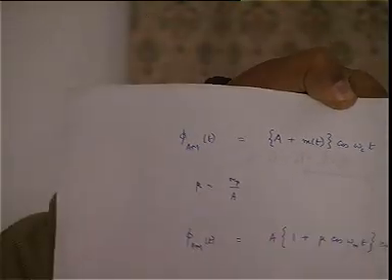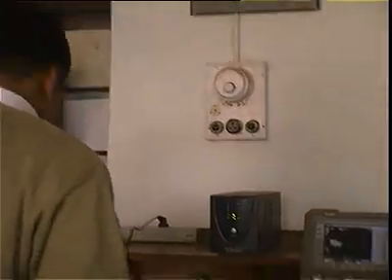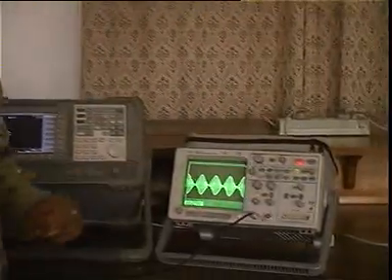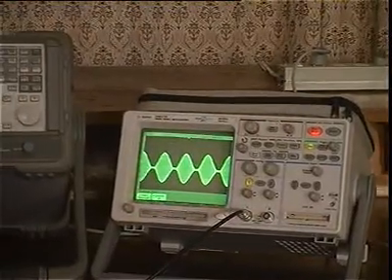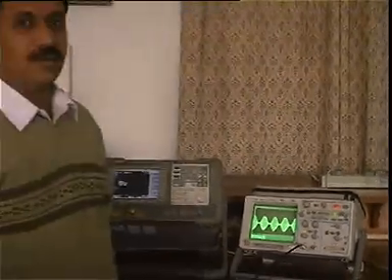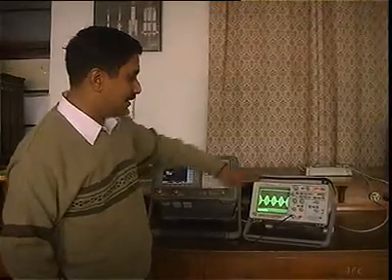Okay. So now let us see experimentally how I under-modulate the signal, over-modulate the signal, and have 100% modulation. If mu is 0.5, I call it 50% modulation. If mu is 0.8, I call it 80% modulation. If mu is 1, I call it 100% modulation. Now, how do I change the value of mu? If I change the message signal amplitude, I'll change the value of mu. Let us try to change the value of mu.